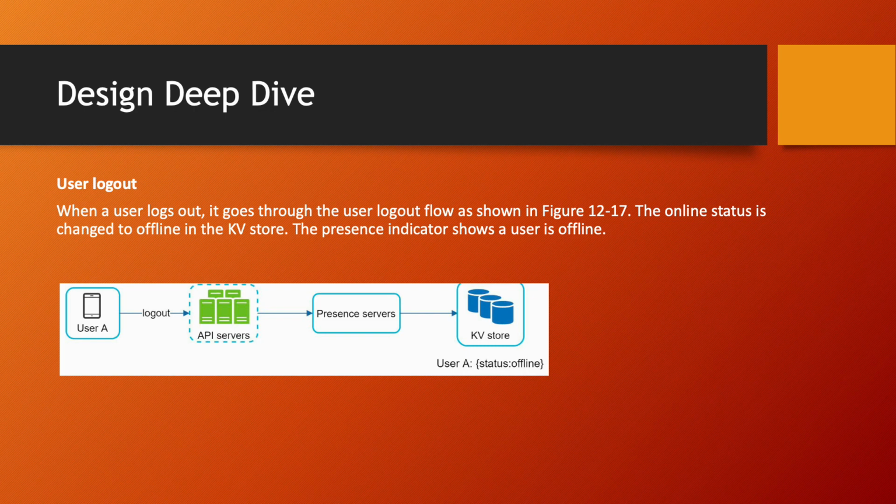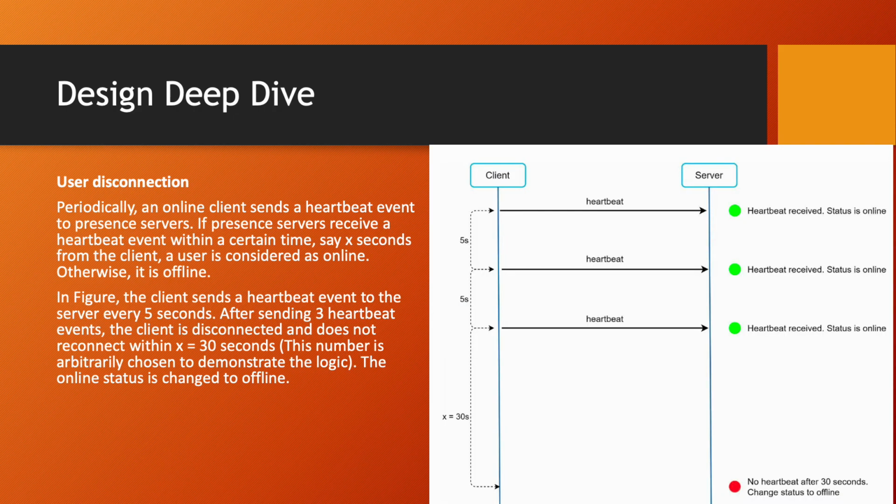So user A has this data: online, last active, and there's a certain timestamp over there. Now, design deep dive, we are going to talk about user logout. When a user logs out, it goes through the user logout flow as shown in the figure. The online status is changed to offline in the key value store. The presence indicator shows the user as offline, which is obvious.